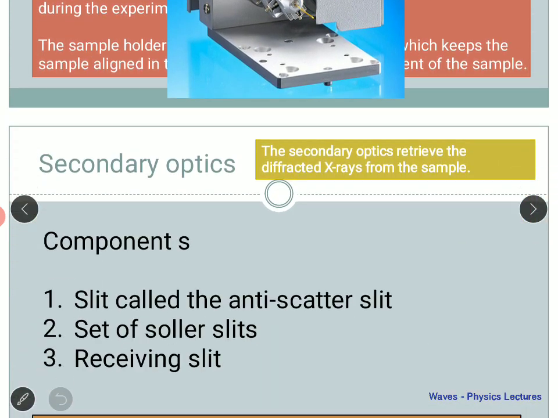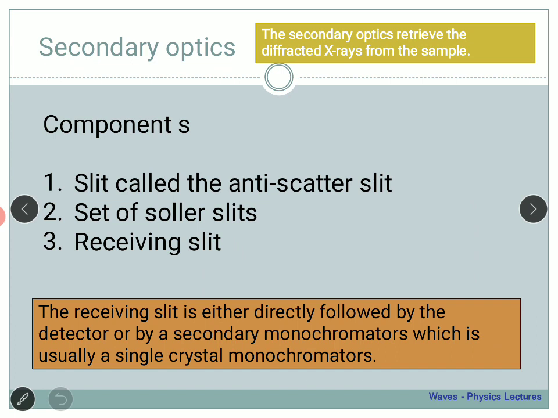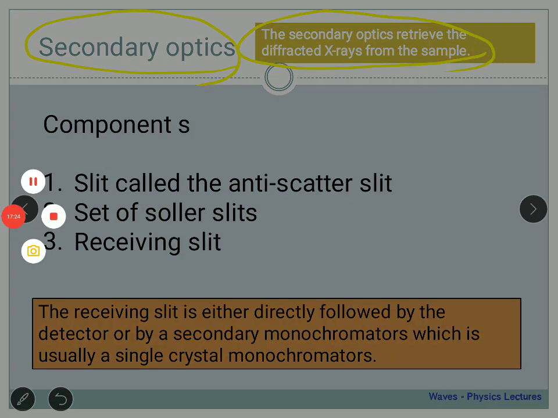Next we have got something which we call the secondary optics. Now the secondary optics is on the other side of the sample holder or the specimen. The secondary optics will retrieve the diffracted X-rays from the sample. So what does your primary optics do? The primary optics receives the X-ray from the X-ray tube, and after it crosses the primary optics, it gets incident onto the sample, which generates X-rays again, the diffracted X-rays, and those diffracted X-rays are received by the secondary optics. So that's very important here.